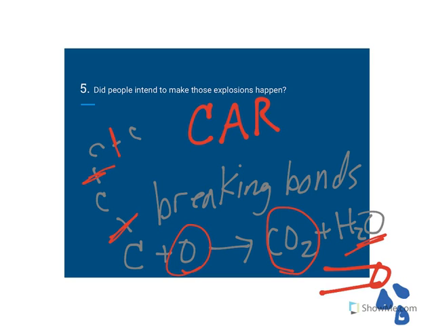So, did people intend to make these explosions happen? Yes, they certainly did. He lit a match and he did it, but sometimes there's unintentional ones. But we need these explosions to happen in our body so we can get energy from them. That is all.